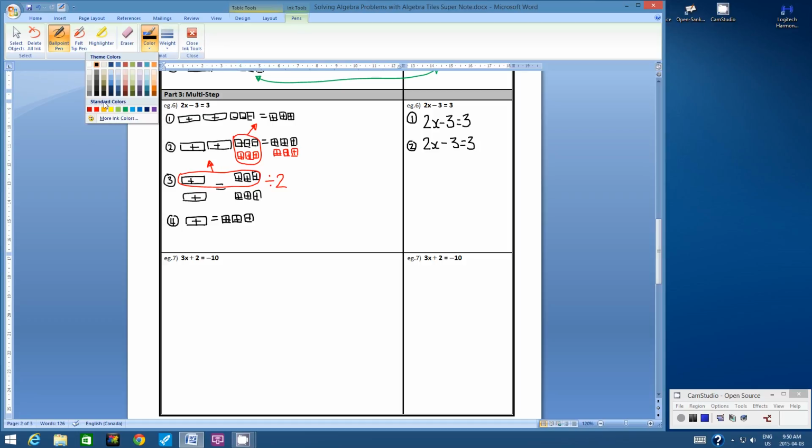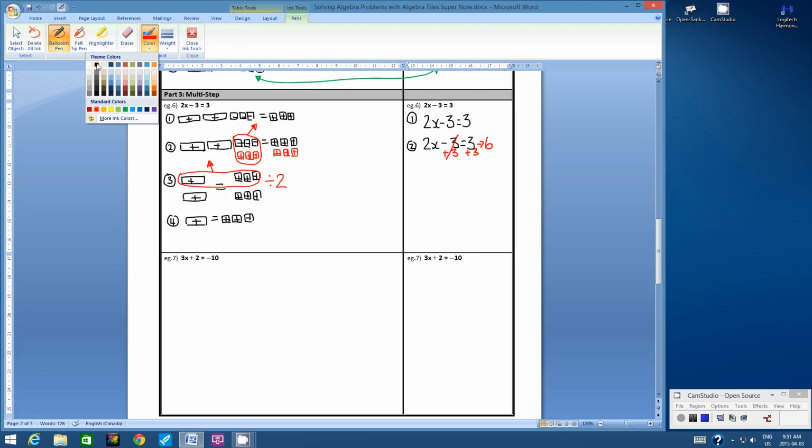Remember, I want x to remain alone. X is on the left-hand side, so I'm only going to focus on the left-hand side right now. What's in the way of x being alone? We have times 2 and we have subtract 3. Let's get rid of the subtract 3 first. How do we get rid of subtract 3? We do the opposite. We add 3 on both sides. Negative 3 plus 3 cancels out because its net value is 0. And 3 plus 3 is 6.